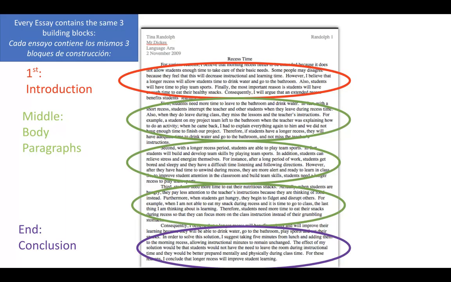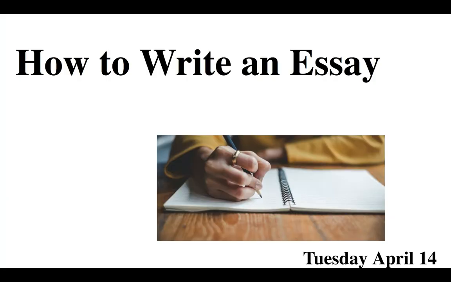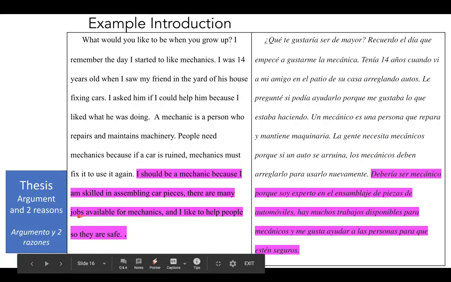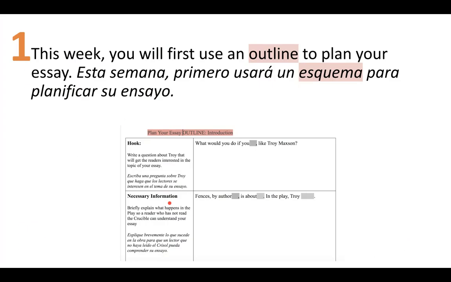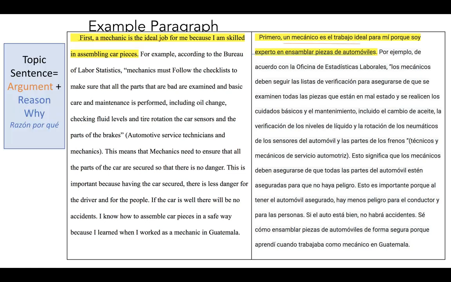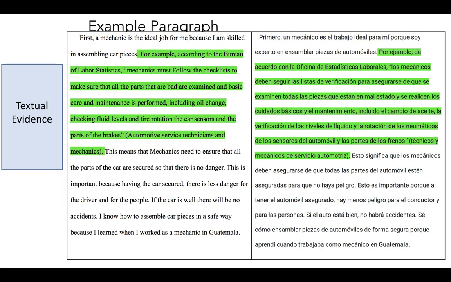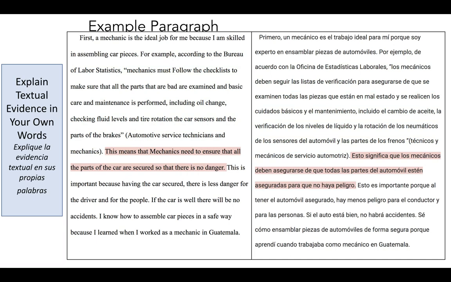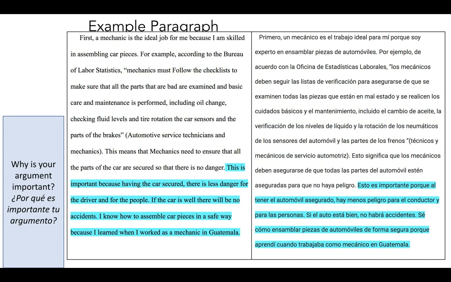If we go back to our thesis, you will see that we have exactly the same reason listed in the thesis. Your reasons in your body paragraph must be the same as the reasons in your thesis. Okay, then we have our textual evidence. Don't forget to use quotation marks and the name of the article or author. Explain the textual evidence in your own words. And finally, explain why your reason is important. Why is the thing that you said about your job or the coronavirus important?